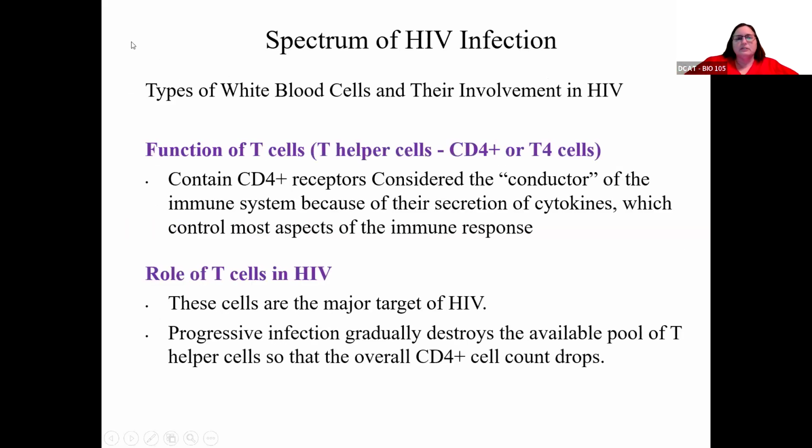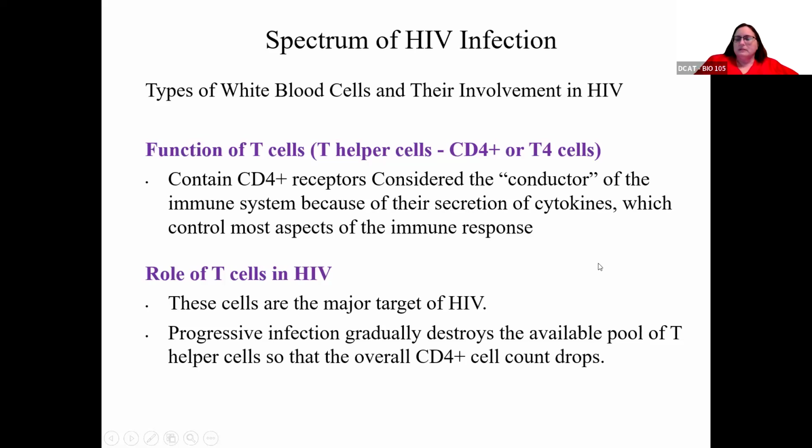So next we have the function of the T cells or the T helper cells. This can also be called CD4 cells or your T4 cells, okay? So they contain CD4 receptors and are considered the conductor of the immune system because of their secretion of the cytokines, which control most aspects of the immune system. So again, that video just now gave a really good description of how the T cells work and how they're that conductor, okay?